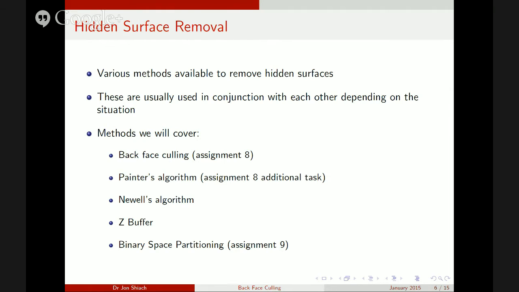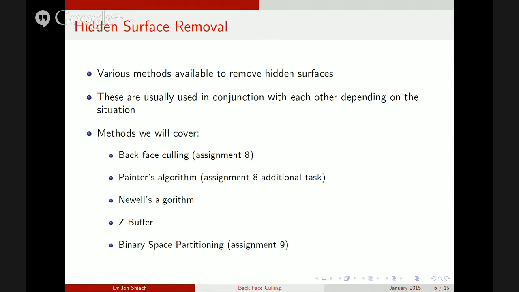Painter's algorithm, again, very straightforward. We'll cover that early next week. That's assignment 8 additional tasks. So the basic assignment 8 uses backface culling. If you want to increase your mark a bit, you can use Painter's, Newell's algorithm, and the Z buffer. Assignment 9 will be on something called binary space partitioning.